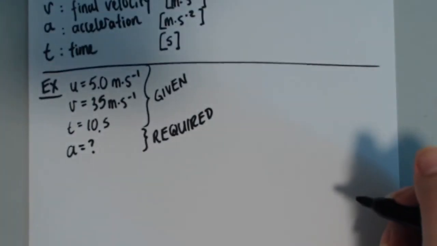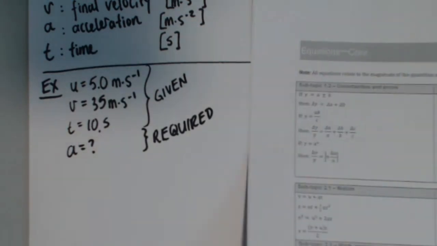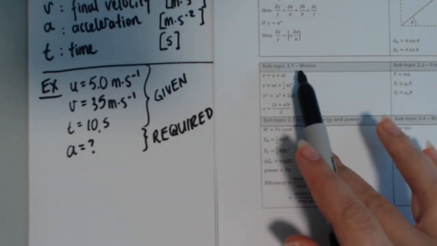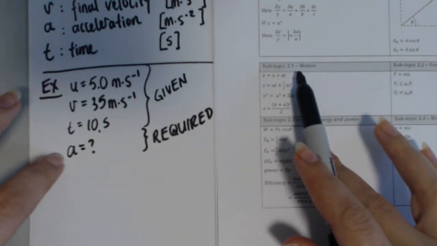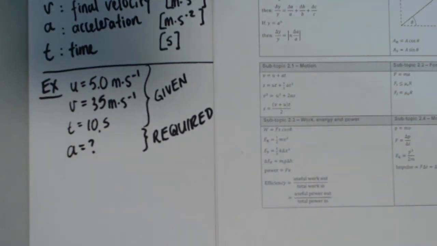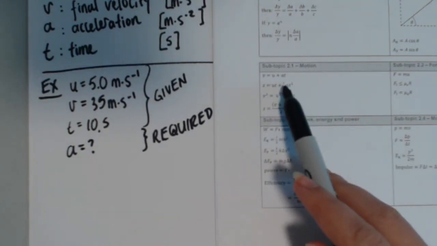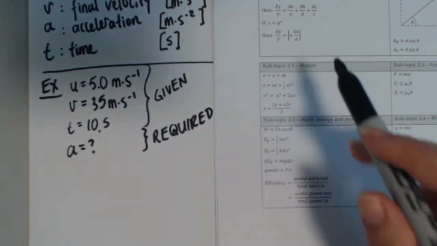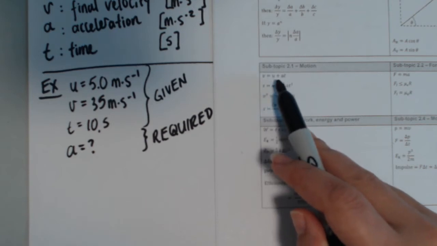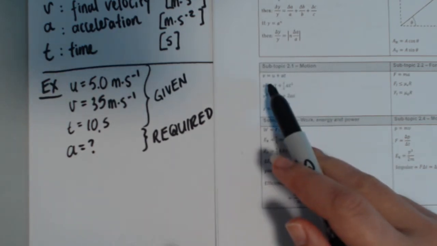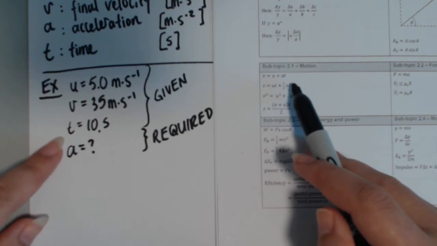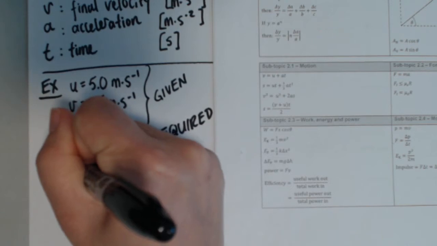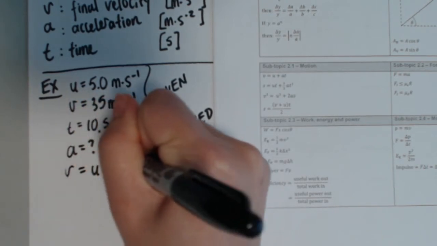Now, which formula can we use? This is when you grab your data booklet and you just figure it out. You've got box 2.1, you have u, v, t, and you need a. If I look at the first formula there, it might be hard to see based on this camera, but if you have the formula sheet in front of you, it should be okay. The first formula here is v equals u plus at. I have 3 out of the 4 things in that formula, and I'm missing one of them, so that's perfect. So I'm going to write that formula down next. v is equal to u plus at.